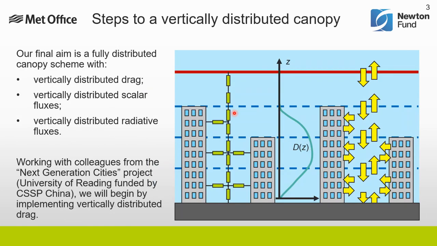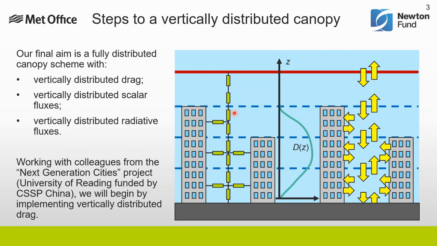So we have a grand plan to do this. It's not going to be a quick plan. There's a lot of work to do. We've identified three big elements of the challenge, which is to fix the drag, the scalar fluxes, and the radiative fluxes, and make them a bit more vertically distributed. There's a bit of a schematic diagram of some of the thoughts that we might be using there.